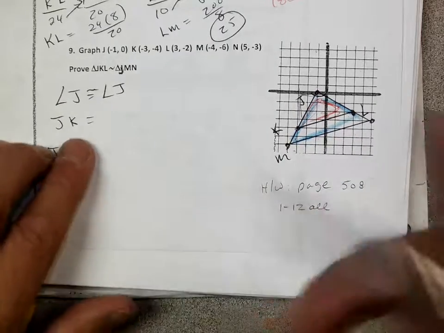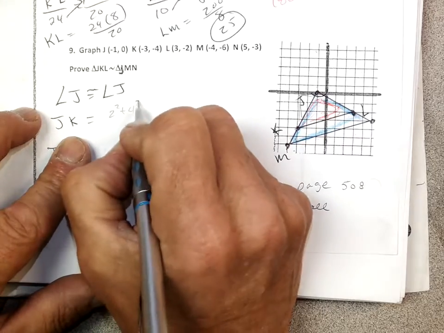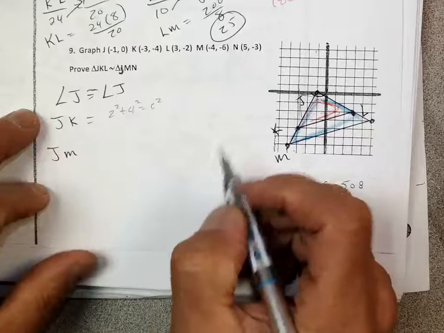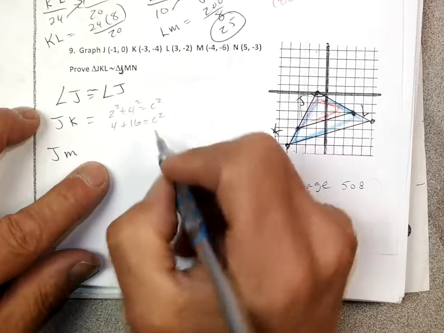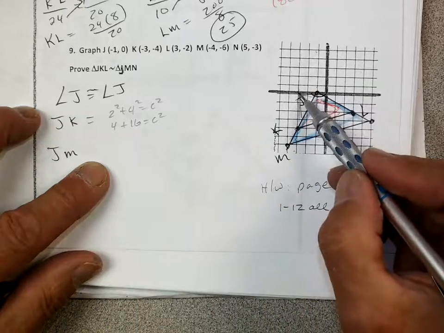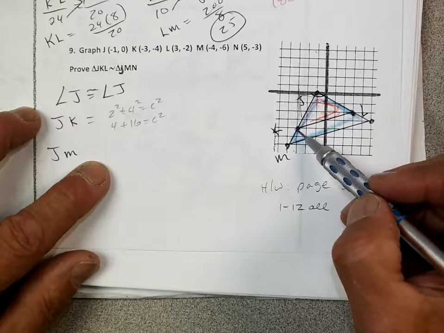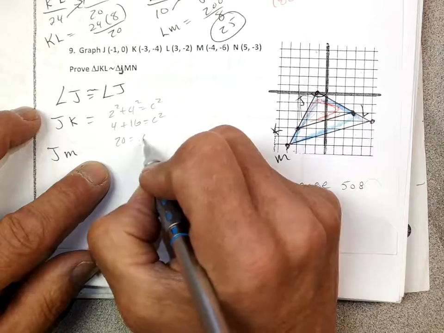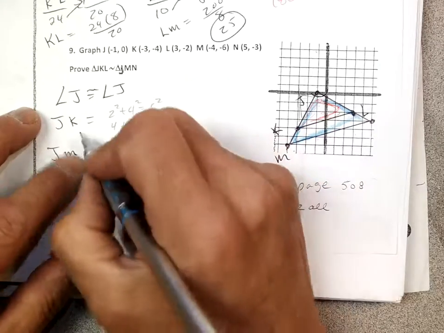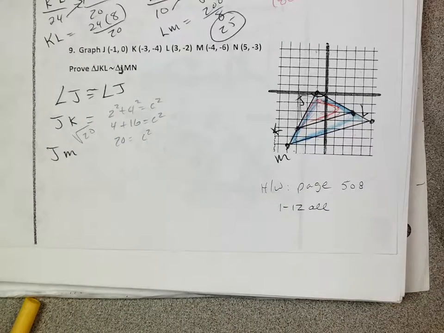So JK is going to be 2 squared plus 4 squared equals C squared, right? So I'm going to have 4 plus 16 equals C squared. That's 20. So JK is going to be the square root of 20. Okay, I'm going to leave that right there. I'm going to come back to it. Square root of 20. Now, what about JM?